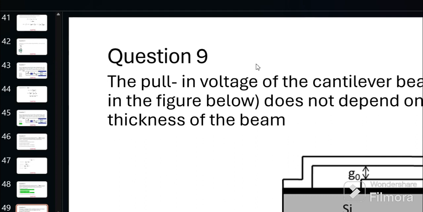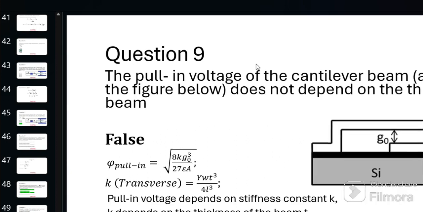Okay, so moving to the last 2 questions. The pull-in voltage of the cantilever beam as shown in the figure below does not depend on the thickness of the beam. It's a true or false question. We have to say whether it's true or false. So it's false.